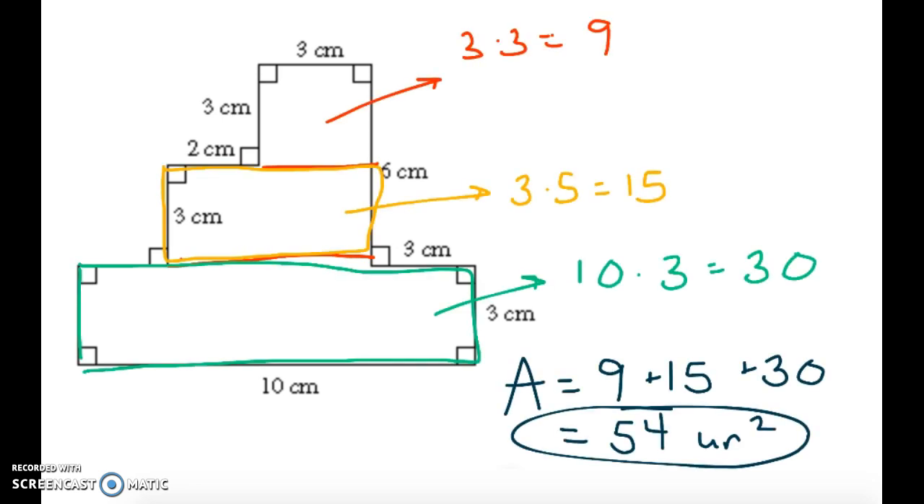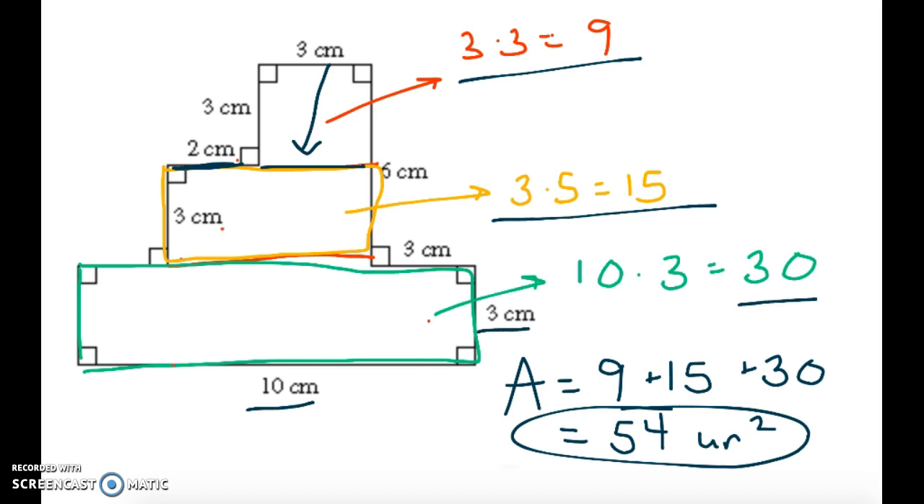So I got a final answer of 54 units squared. I split it up into 3 different rectangles. The first one was a 3 by 3, which got me an area of 9. The second was a 3 by 5. I saw that this piece was 2, and this piece, as shown up here, was 3. So that gave me 5, which gives me a total area of 15. And the bottom one was a 10 by 3, which gave me an area of 30. So when I added all of those together, I got 54 units squared.